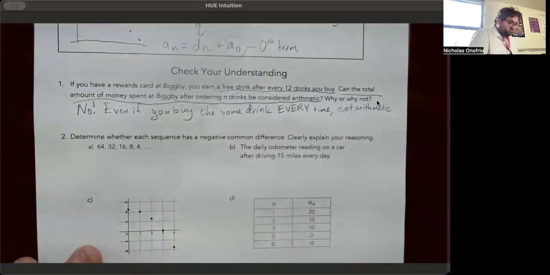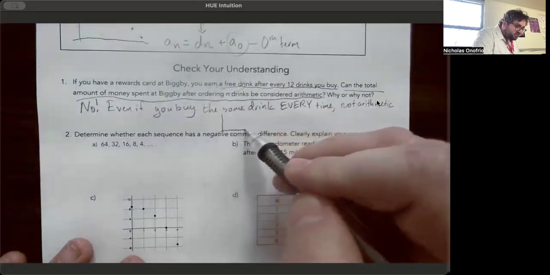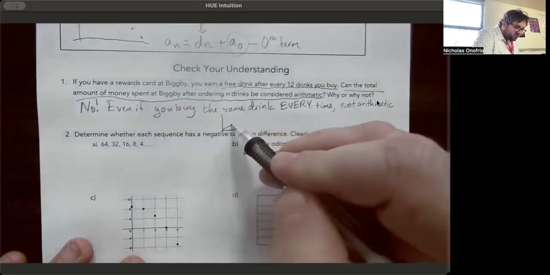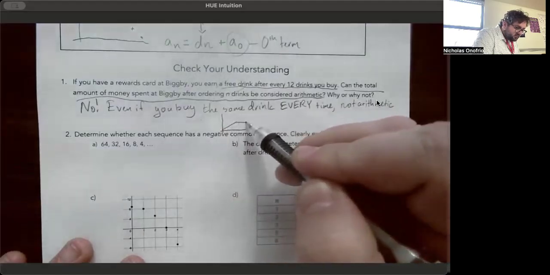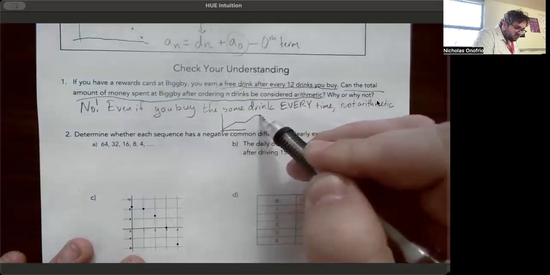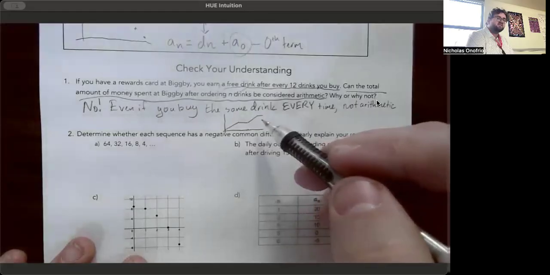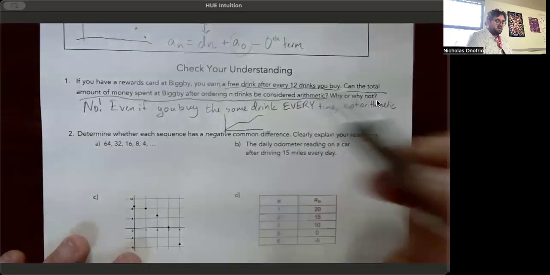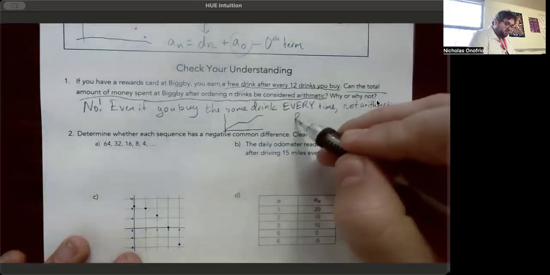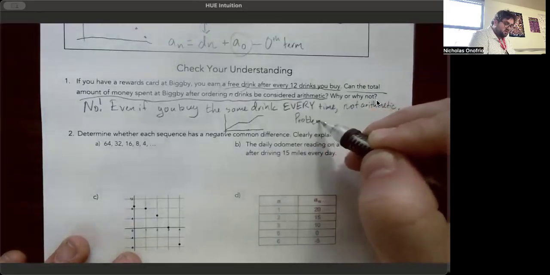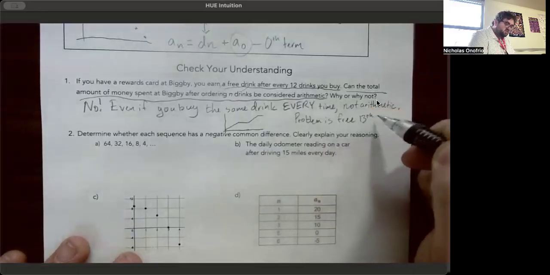You earn a free drink. If we were going to put this in a graph, this would probably look something kind of like this. You slowly go up, and then you take a stair step. And you slowly go up, and then another stair step, right? Every 13th drink is free, so it doesn't end up costing the same every time. The problem is the free 13th drink.